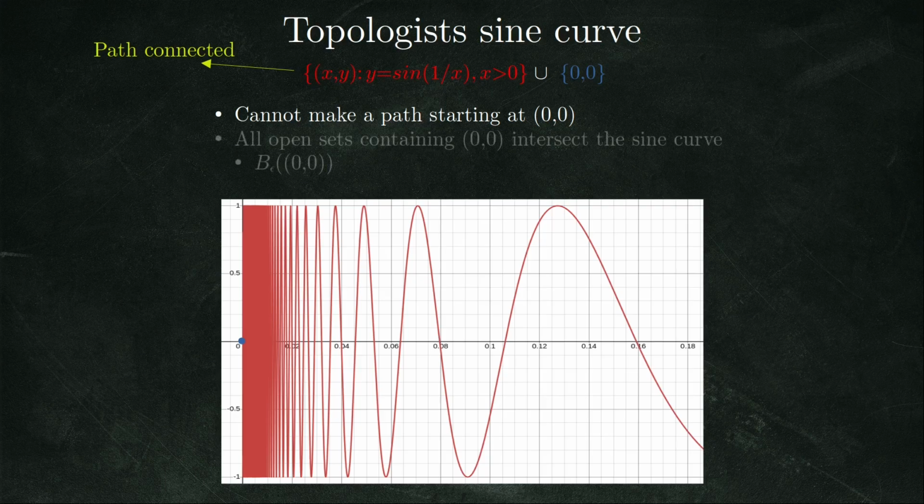However, any open set containing (0, 0) intersects the sine curve. So there's an example of an open ball, B epsilon of (0, 0), which will intersect this sine curve. And therefore, this whole set is actually connected. We cannot create an open set that just contains (0, 0) and that is disjoint from the rest of it.